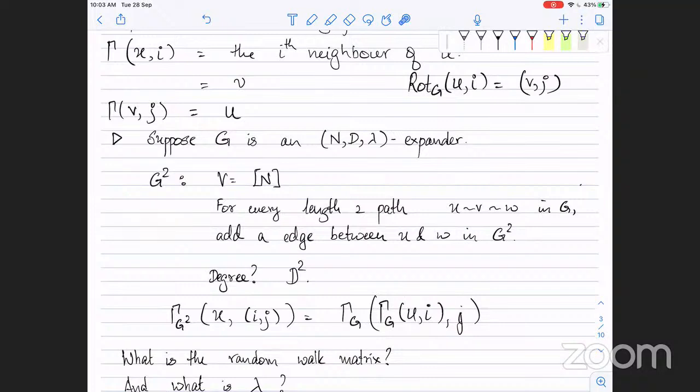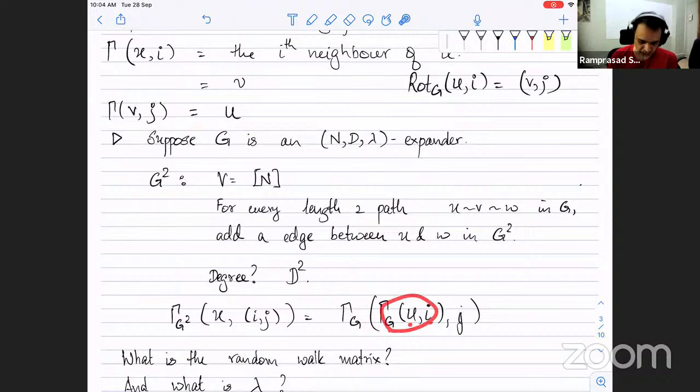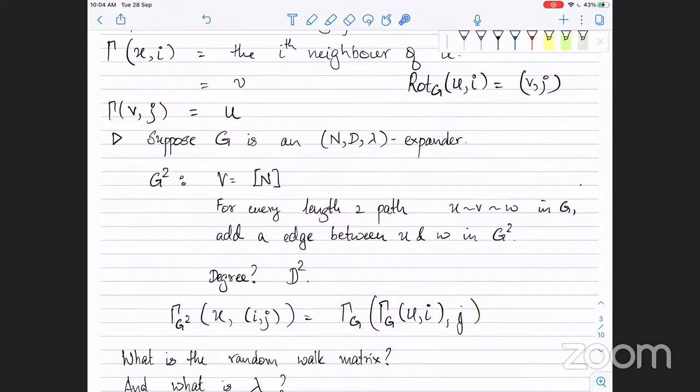Let us say G is just a d-regular graph without any self loop. Then gamma of u comma i will end up going to some other vertex v, and it depends on what the jth neighbor of that vertex is. If that happens to be u again, you now end up with a self loop. That is true, but it depends on the labeling of the vertices.